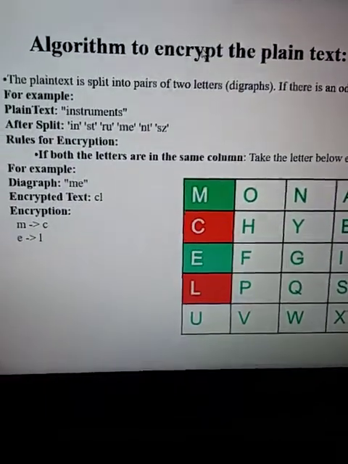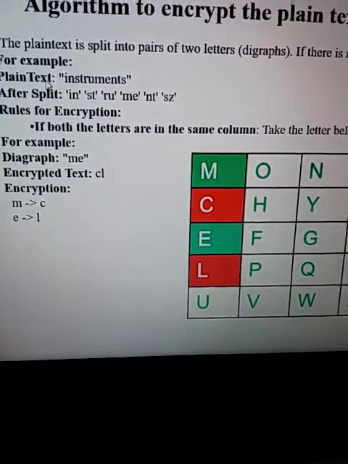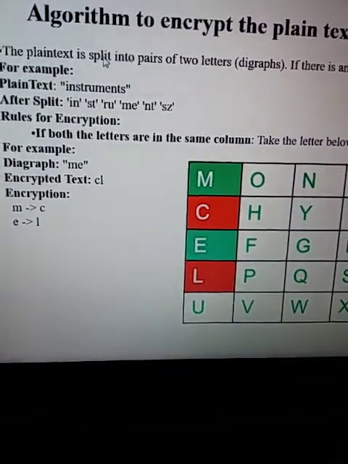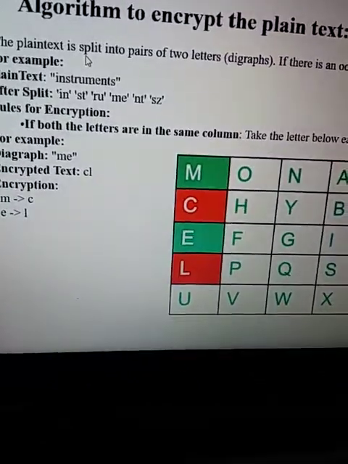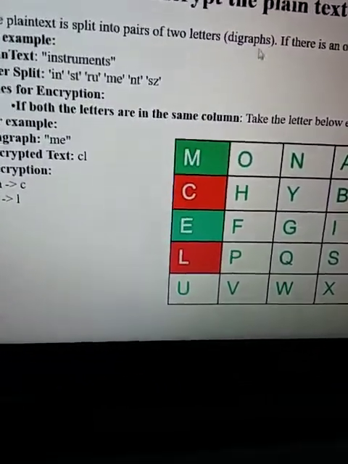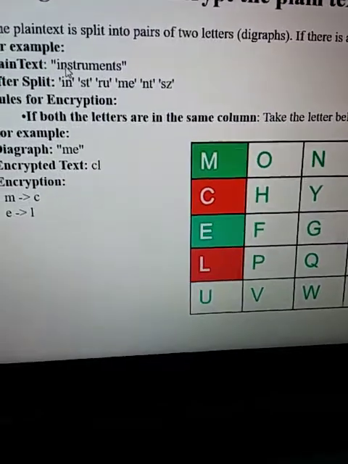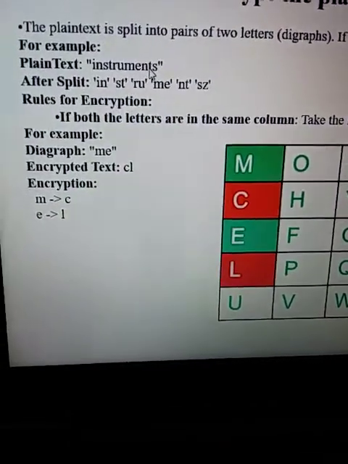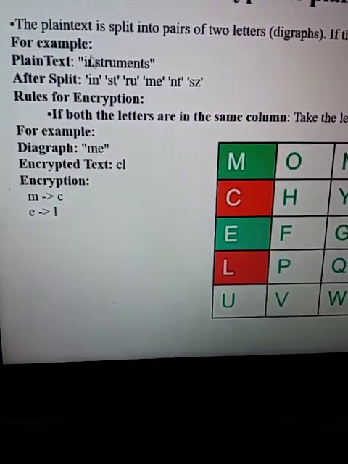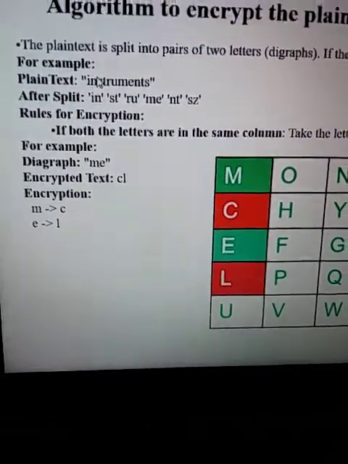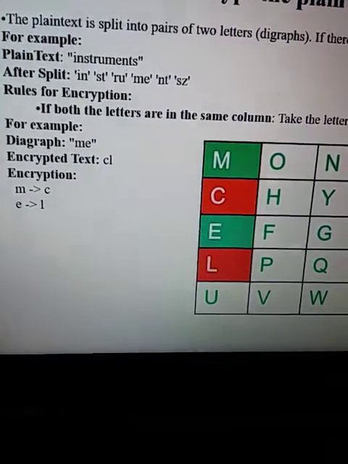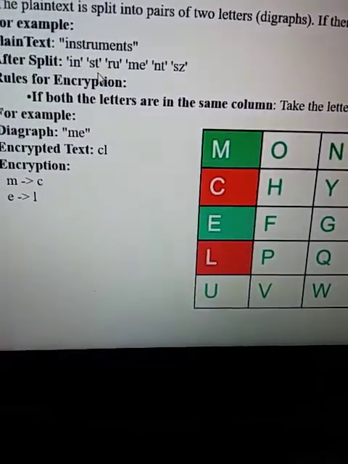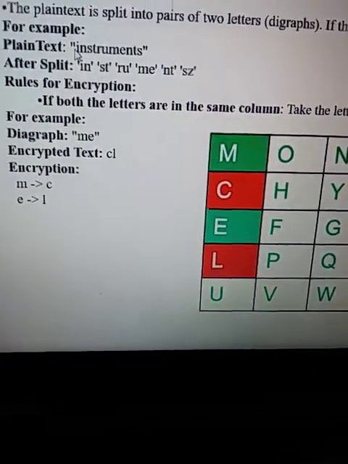into secret form. Here the first step is to divide the given text into two-letter groups. We call that a digraph. The original message to be transmitted is instrument. So this instrument is the plain text. It should not be sent directly. So we are going to apply this Playfair mechanism to convert this into secret form.